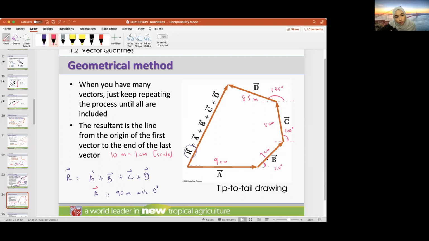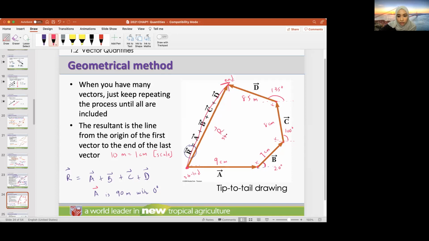I mean, you have to draw the angle precisely, because if not, you will get the wrong resultant when you draw the tip to tail. So tip to tail, tip to tail, tip to tail, and then this is where you end. This is where you started. So you go from the start to the end. This is your resultant. Start to the end, that's your resultant.